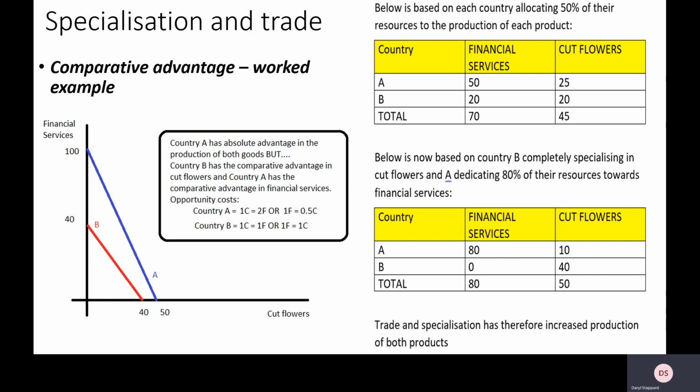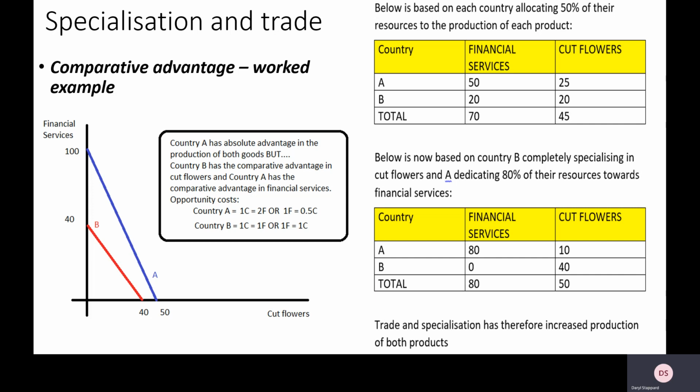Right, so we've now got to be using the theory of comparative advantage to work out what countries should now do. Now look at the top. We've got here again the idea that these countries are not specialising and they're not trading with each other. If country A was to allocate half of its resources towards making finance it could make 50. If the other half of resources went towards flower production, they could make 25. If country B split its resources 50-50, then they would make 20 financial services and 20 cut flowers. So the total production between the countries is 70 finance and 45 cut flowers.